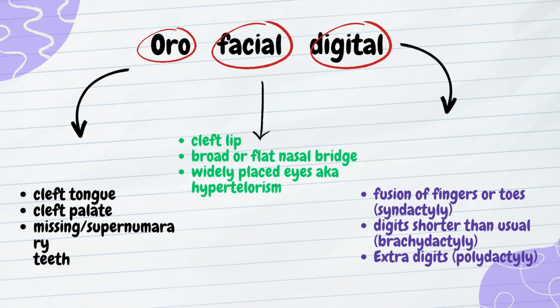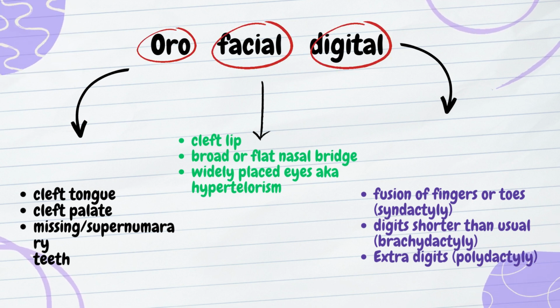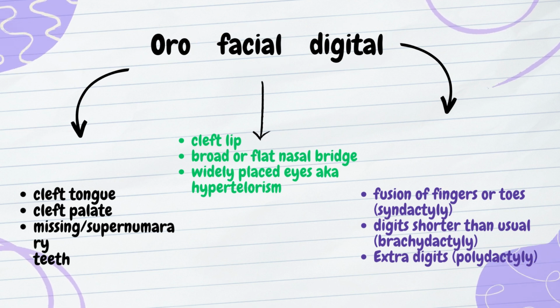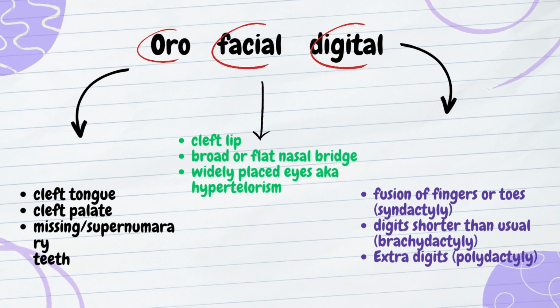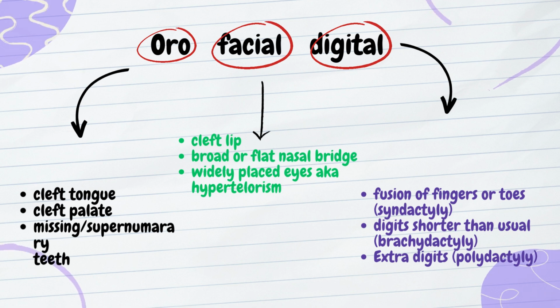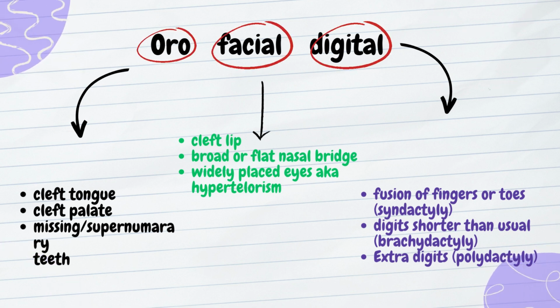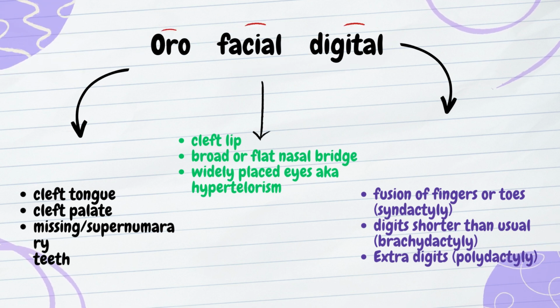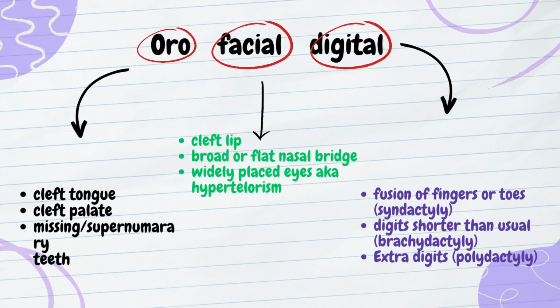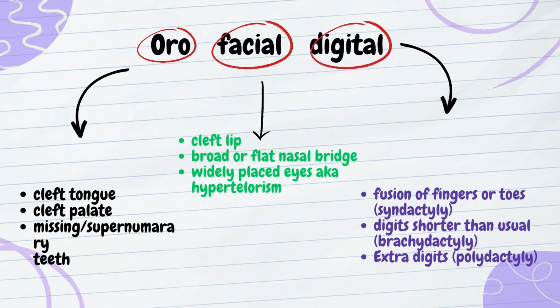I have told you in the last presentation, the first part of this video, hypertelorism. What is hypertelorism? It is widely placed eyes. Okay, and in the next slide, I'll show you hypertelorism. I have put some images.